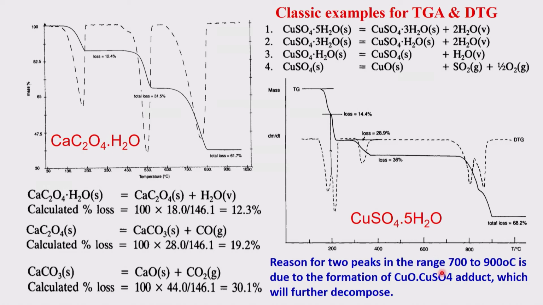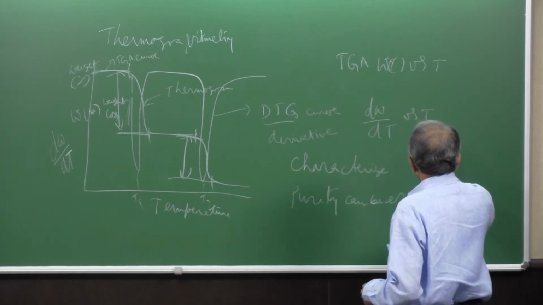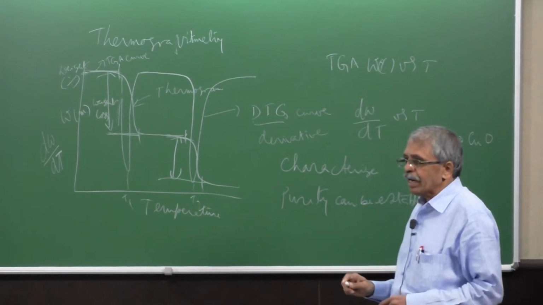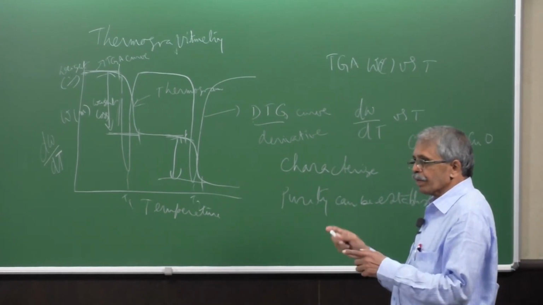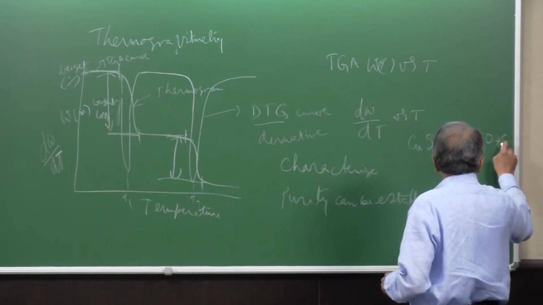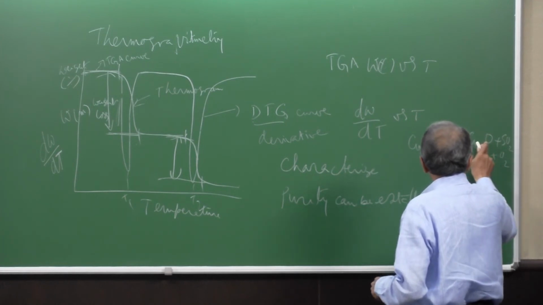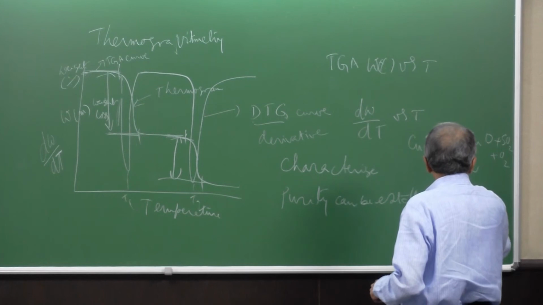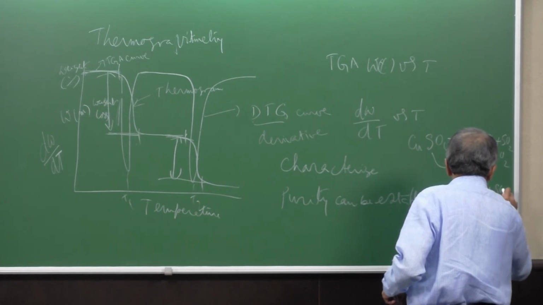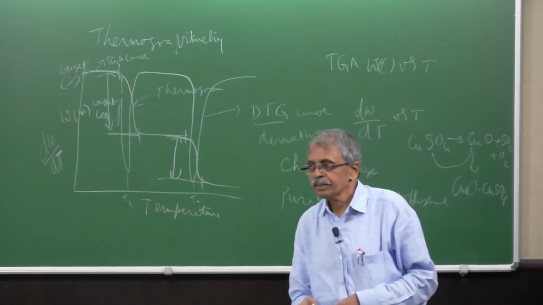So, the reason for the 2 peaks in the range of 700 to 900 degrees Celsius is that temporarily it forms, when the copper sulfate breaks down, you have copper oxide, okay, and also the unreacted copper sulfate is there. In the next step, this will come as SO2 plus half O2 etc. This copper oxide and this can also combine. So, tentatively, that is copper oxide plus copper sulfate, kind of an adduct. So, that is called an adduct.